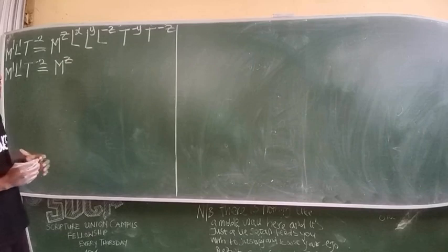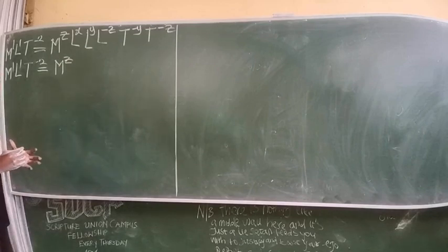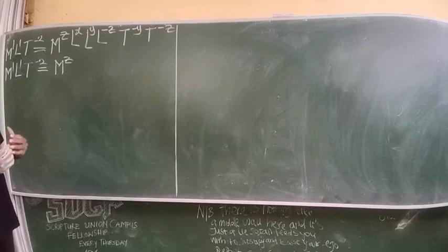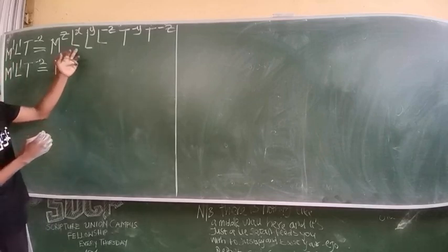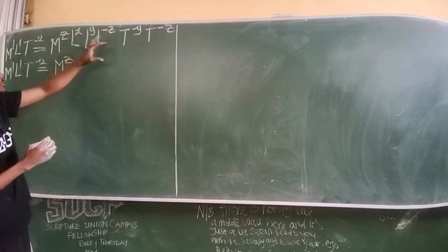And from the law of indices, when you have two or three variables multiplying each other having the same base, all you need to do is simply pick one of the variables and add their powers together. Now we have L^x, L^y, and L^(-z) multiplying each other.